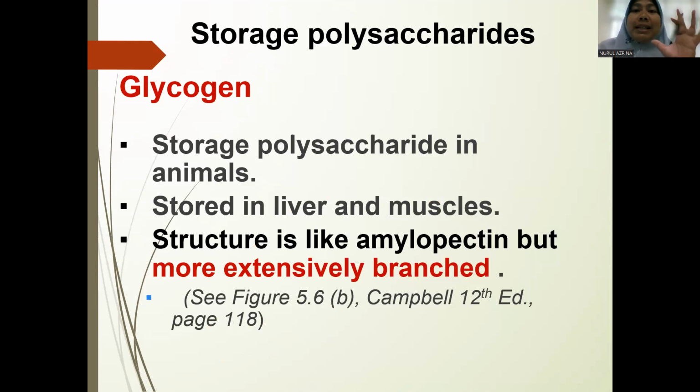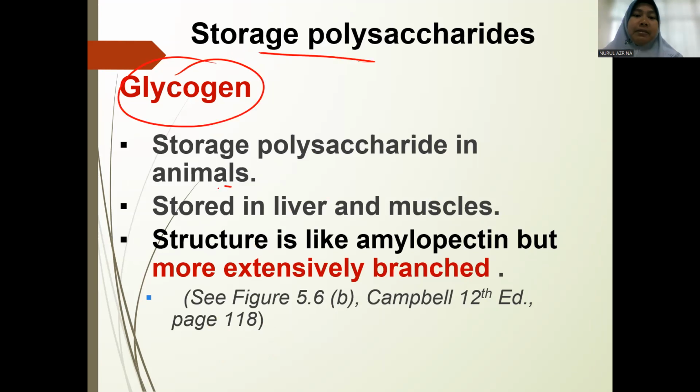Okay, so that is starch. Ingat starch is a storage polysaccharide in plants. Ada dua bentuk, amylose or amylopectin. Okay, now let's see the storage polysaccharide in animal. Nama dia kita panggil glycogen. So glycogen is a storage polysaccharide in animal. So the excess sugar or polysaccharide will be stored in the liver or in the muscle. Simpan dalam liver ataupun muscle.